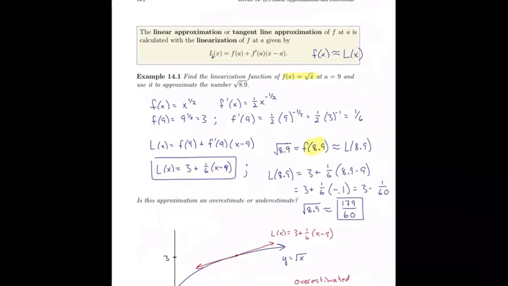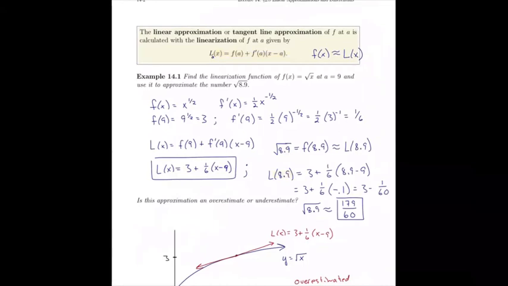So that function is reasonably approximately equal to the linearization function at that value. In other words, the curve itself is roughly equal to the value on the tangent line. And that's really all we need to do. We just need to plug in 8.9 into this linear approximation rule.